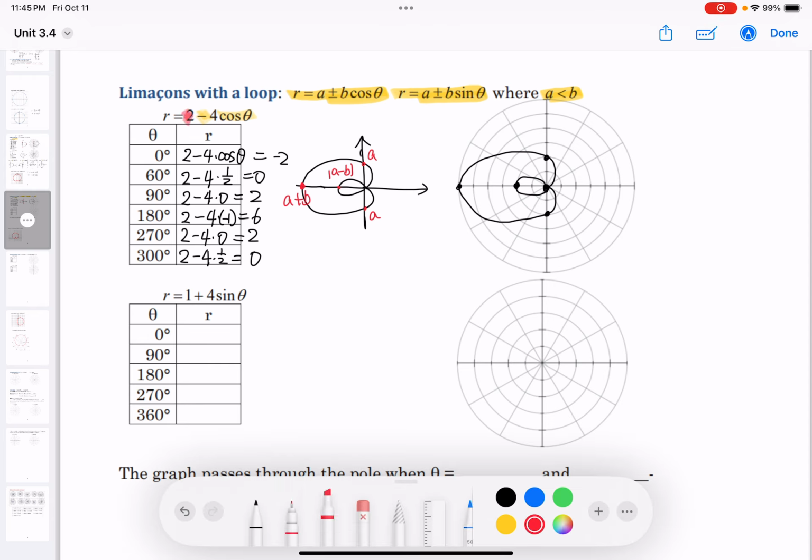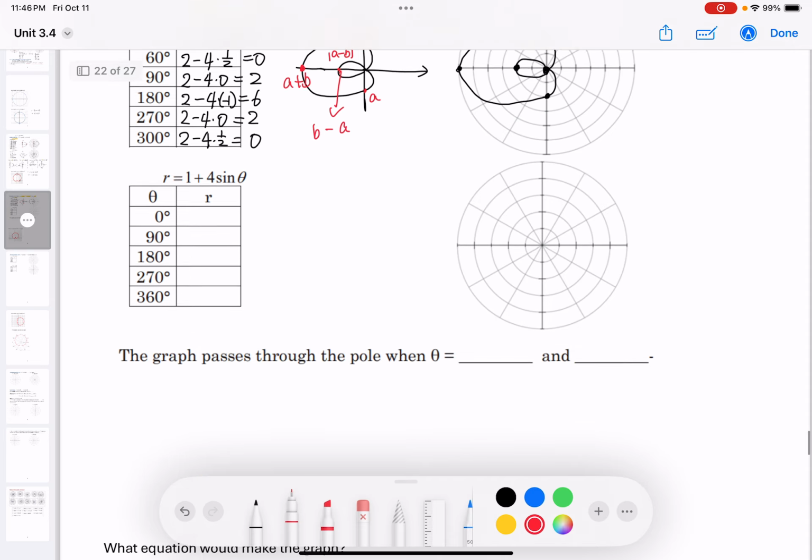So 2 and 4, without looking at the negative sign, the difference between them is 2. You can also use the absolute value of 2 minus 4. And we know that B is greater. You can also say this point is equal to B minus A.